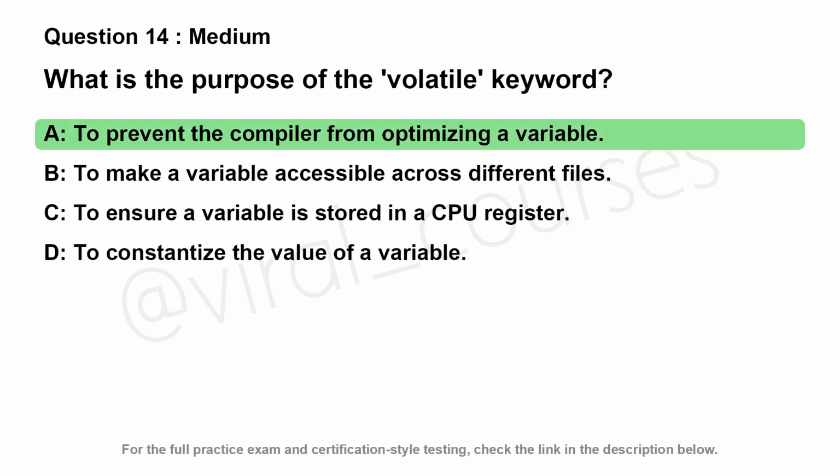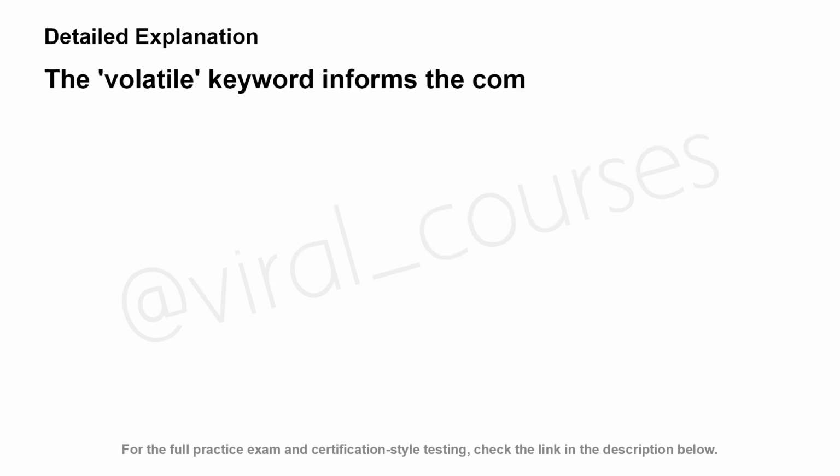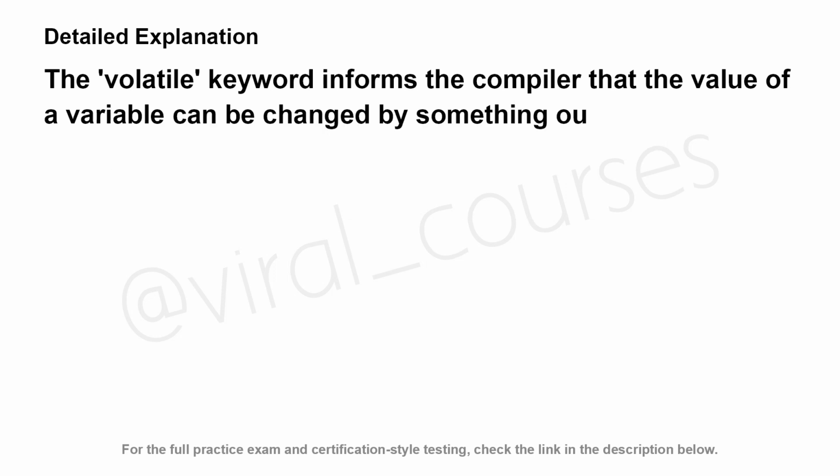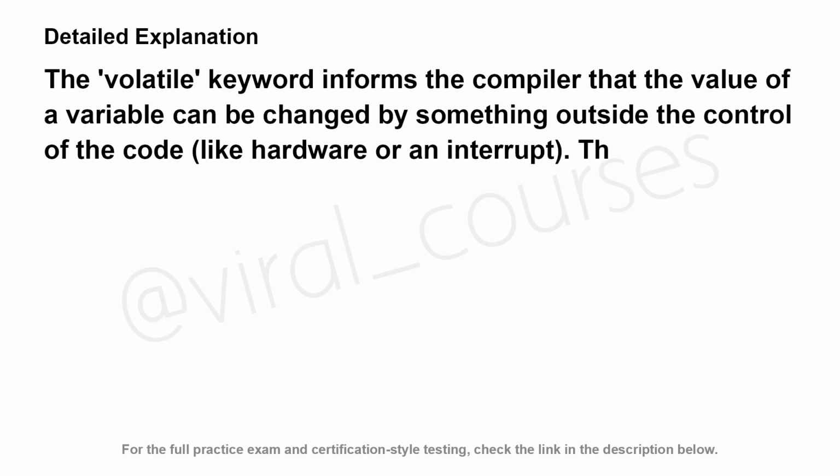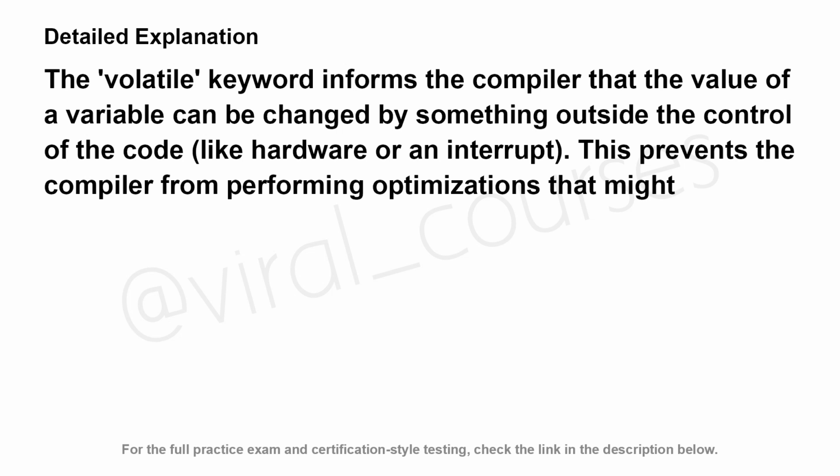The correct answer is A. The volatile keyword informs the compiler that the value of a variable can be changed by something outside the control of the code, like hardware or an interrupt. This prevents the compiler from performing optimizations that might assume the value stays constant.